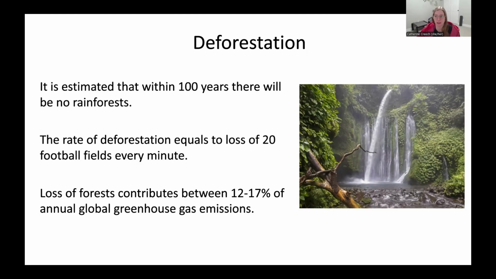Deforestation, we expect that in about 100 years, there will be no more rainforests because we're cutting them down so quickly. We are losing 20 football fields every minute. And loss of rainforest not only destroys the organisms that live there, but it also contributes to 12 to 17% of global greenhouse gases. So that is a problem in itself. One of the main drivers in the areas where rainforest is clearing space for palm oil production. Palm oil is very desirable as a resource, and so we're just clearing area to plant palm oil trees.